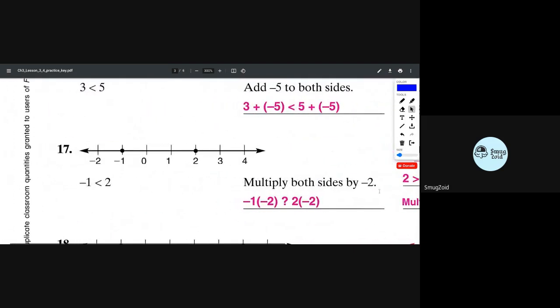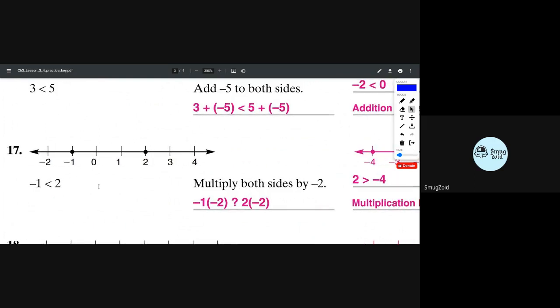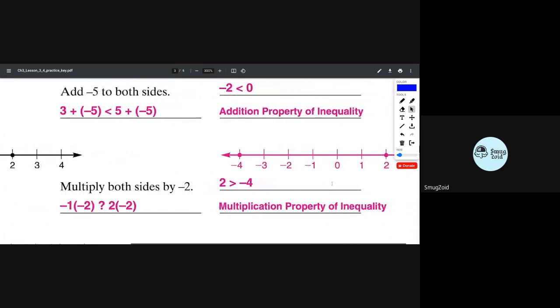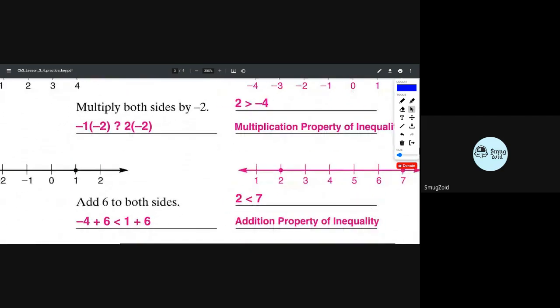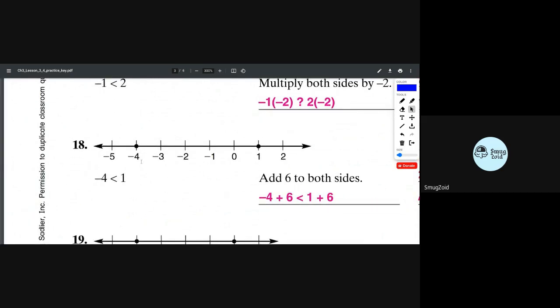Okay, now they throw another curveball out here. -2 is less than 2. Multiply both sides by -2. So -1 times -2 makes it a +2, and 2 times -2 makes it a -4. You have to flip the sign. That's the flip. That's the multiplication property of inequality. Most of these are easy, because if you add something or subtract something, you're not changing the sign. It's only if you divide or multiply by a negative number that you get something weird.